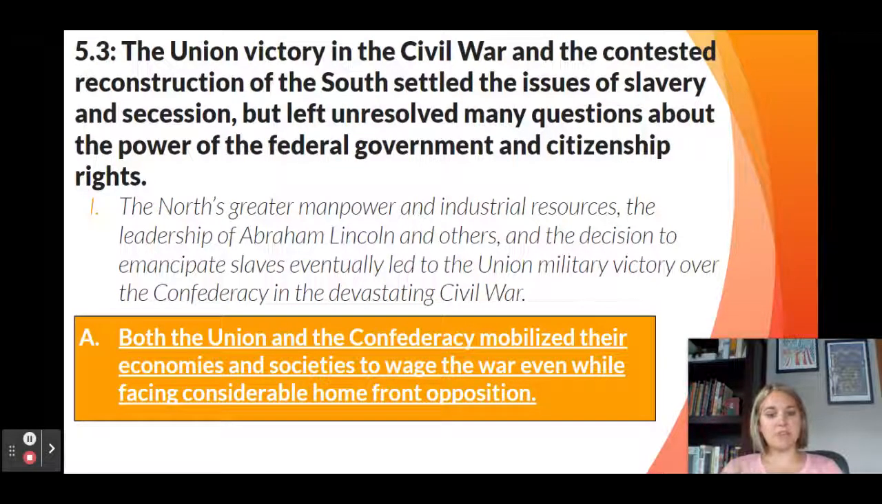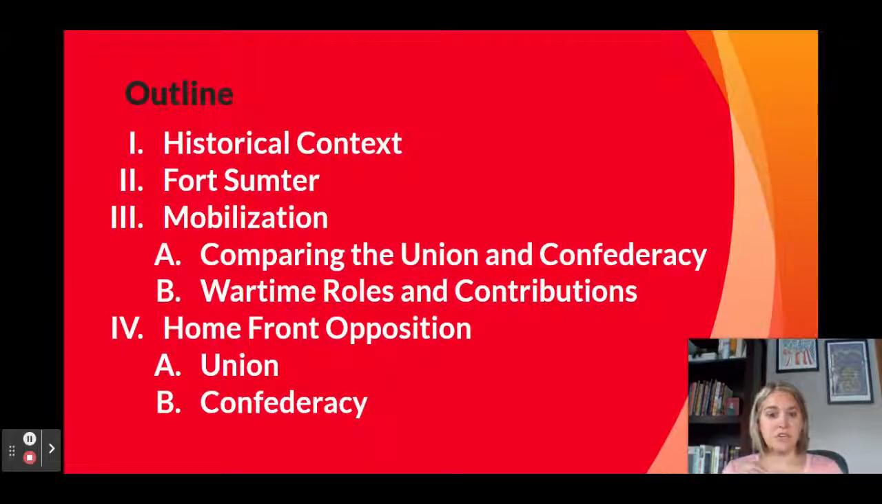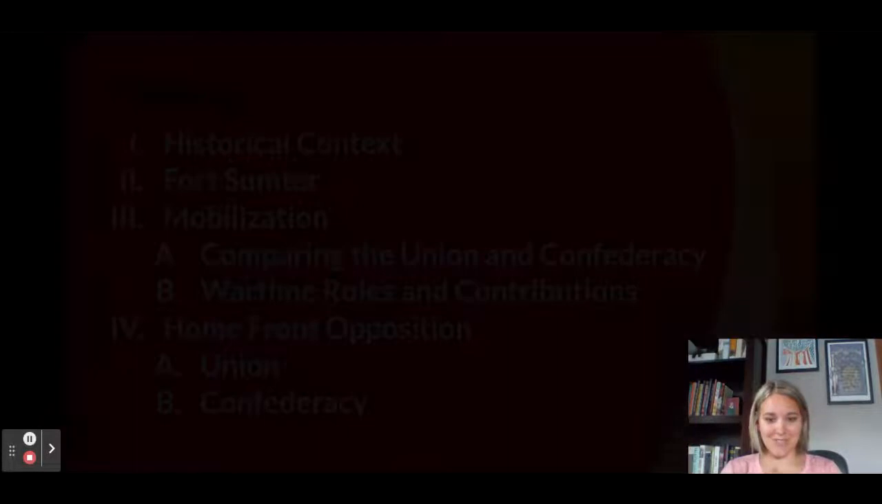Both the Union and Confederacy mobilized their economies and societies to wage the war, even while facing considerable home front opposition. So we're looking at that mobilization and then that opposition that developed. So, a little historical context. We're going to cover Fort Sumter, mobilization, and opposition.